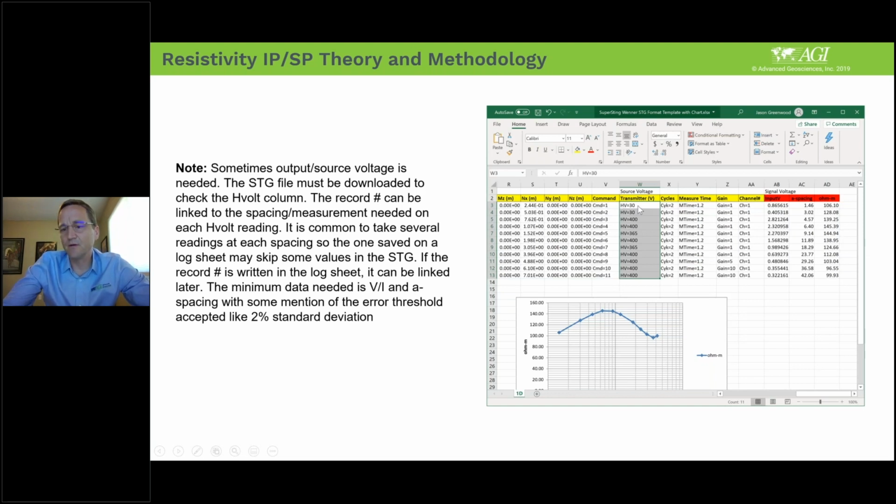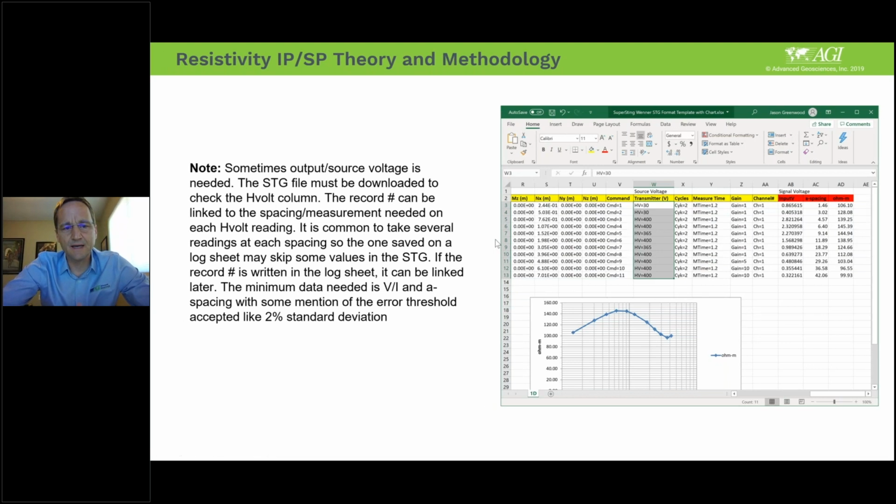I have an example here. I can email anyone who requests with the headers already. It's a human readable text file that comes out of the Super Sting, and there's a column here, HV, that gives you your transmitted voltage, and it's easy to plot the curve in this case. So feel free to request that as needed.